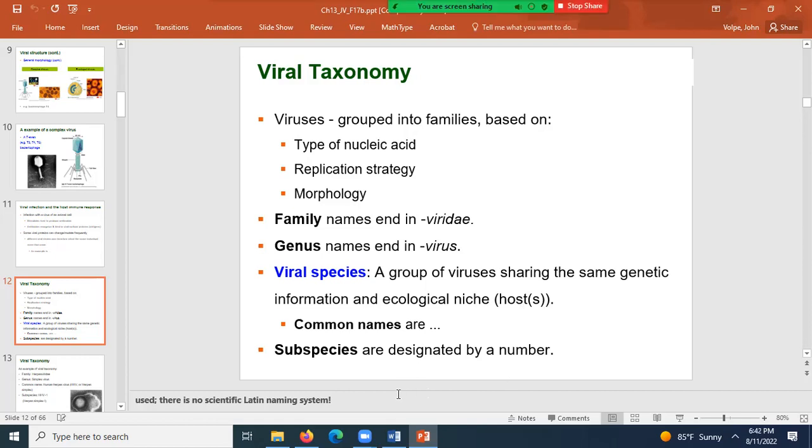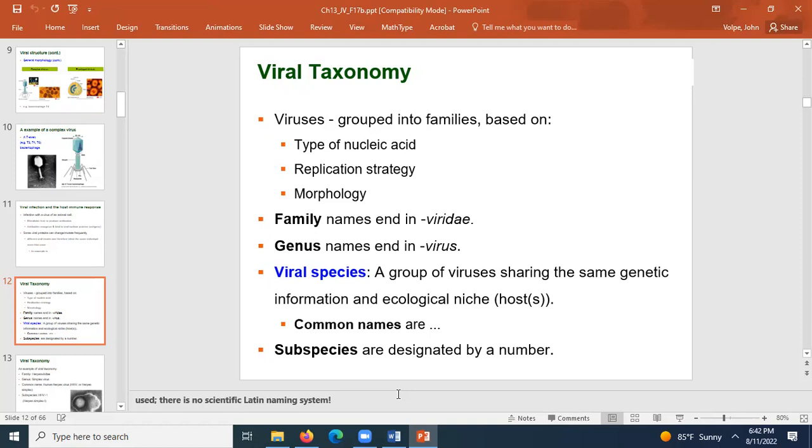Viruses also have subspecies, and they are designated by a number. A subspecies in the human population would be a race. Like the blacks are a race of humans, and then the European whites are a race, a subspecies of the humans. Okay, so that's what we mean by a subspecies. We will simply call the subspecies by the name, like poliovirus, and then there will be a number like poliovirus 1 and poliovirus 2.